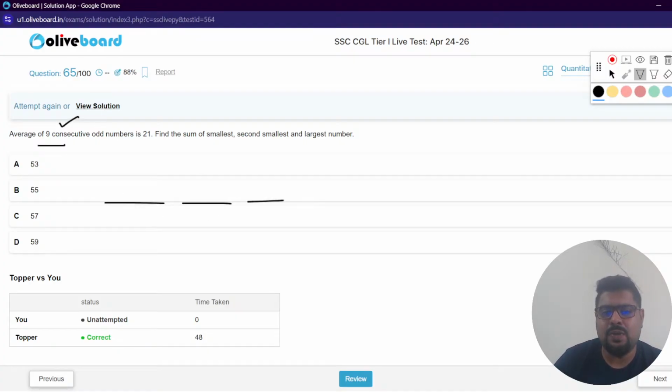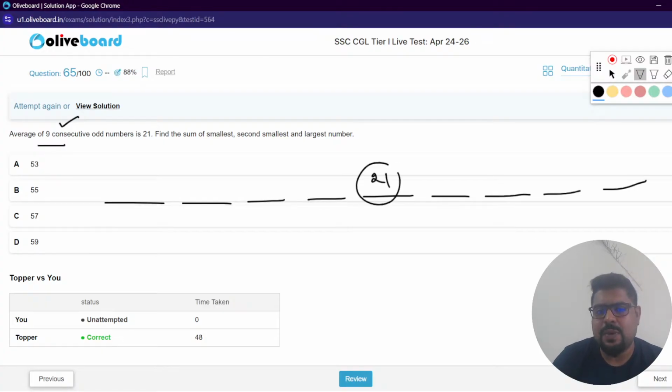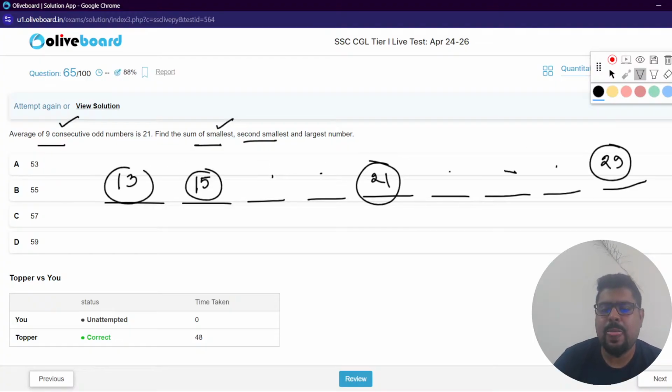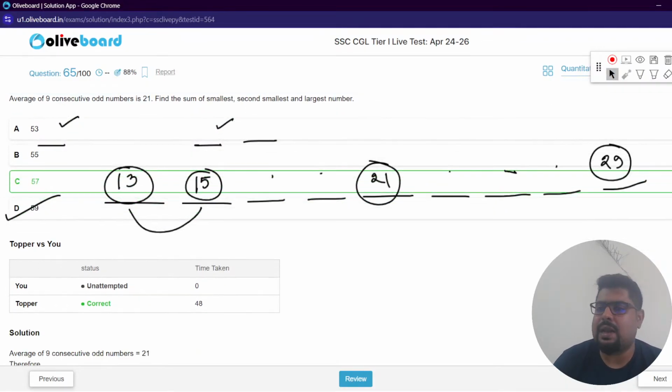I told you 1, 2, 3, 4, 5, 6, 7, 8, 9. Sir, always the middle value will be the average. This one, 21. What they're asking? Sum of smallest numbers. The smallest will be 19, 17, 15, 13. Second smallest, 15. Largest will be 23, 25, 27, 29. Sum of these three numbers. This is 28 plus 56, 57. So done. Done, sir. Clear.